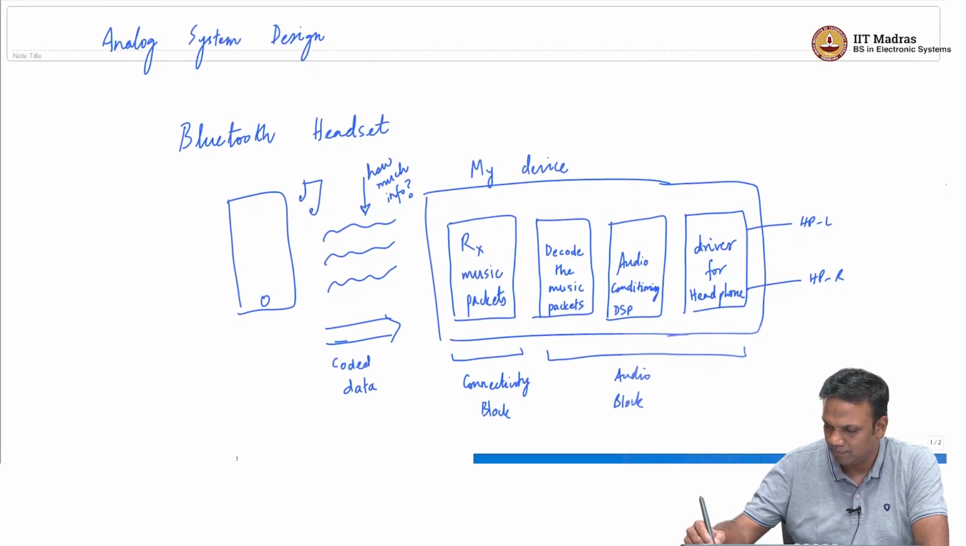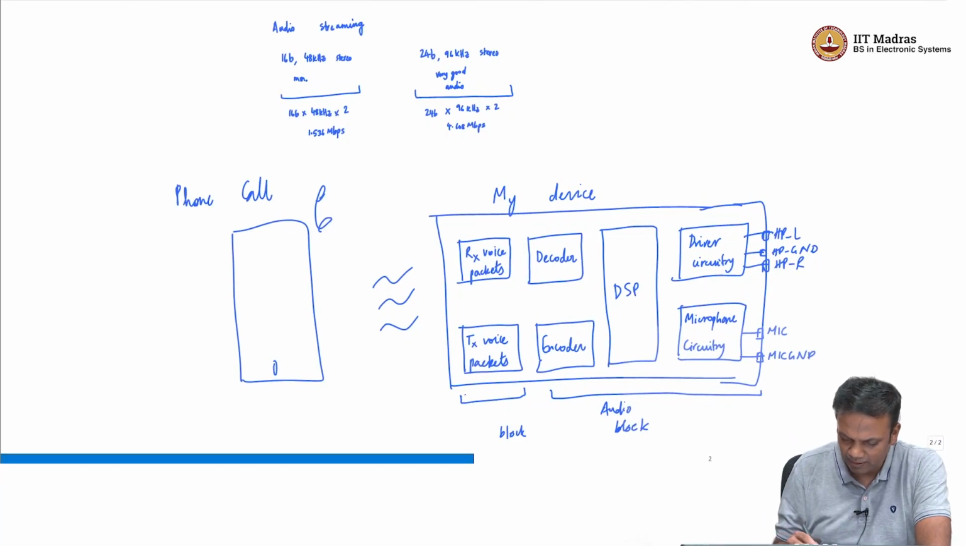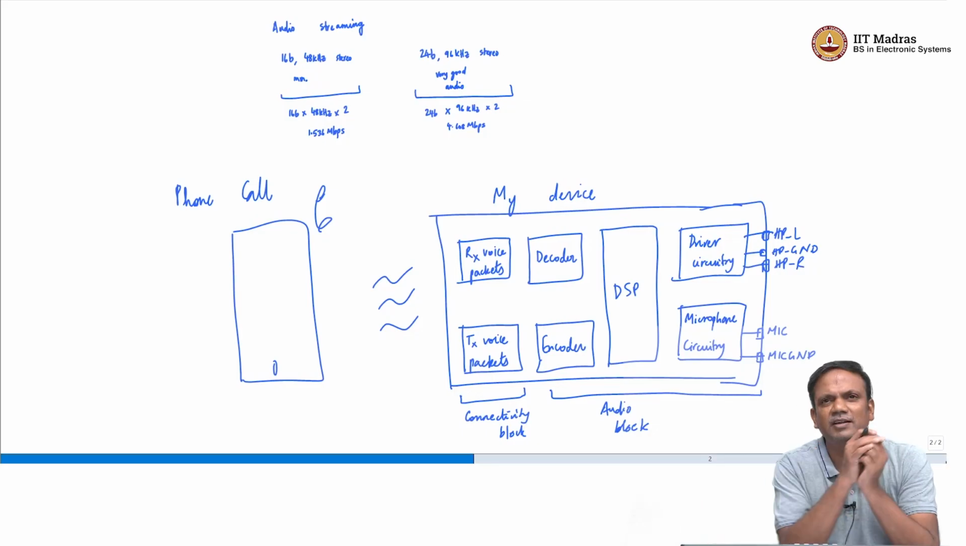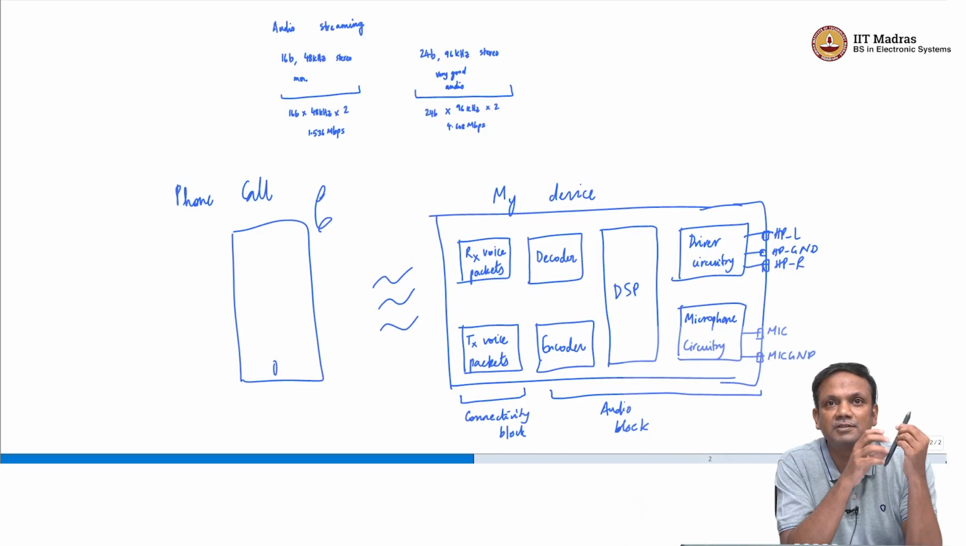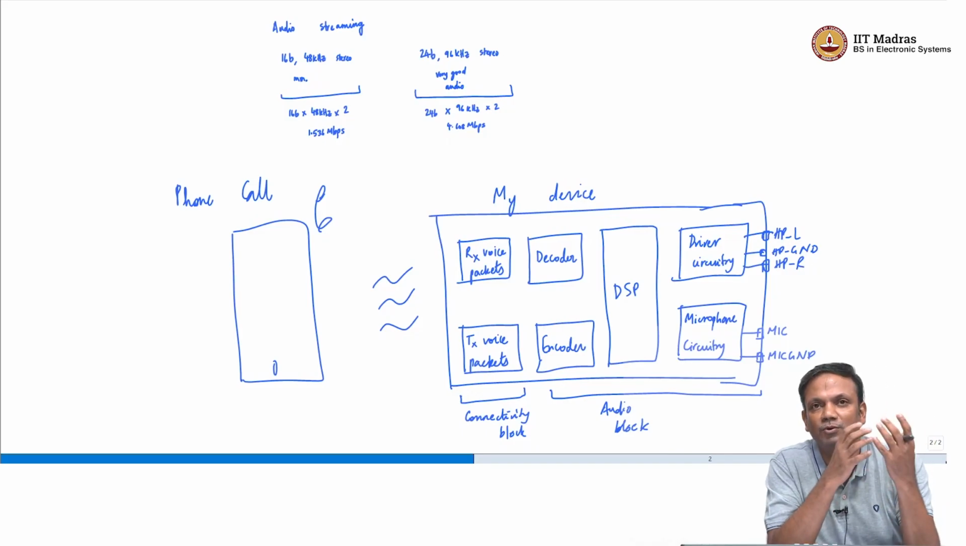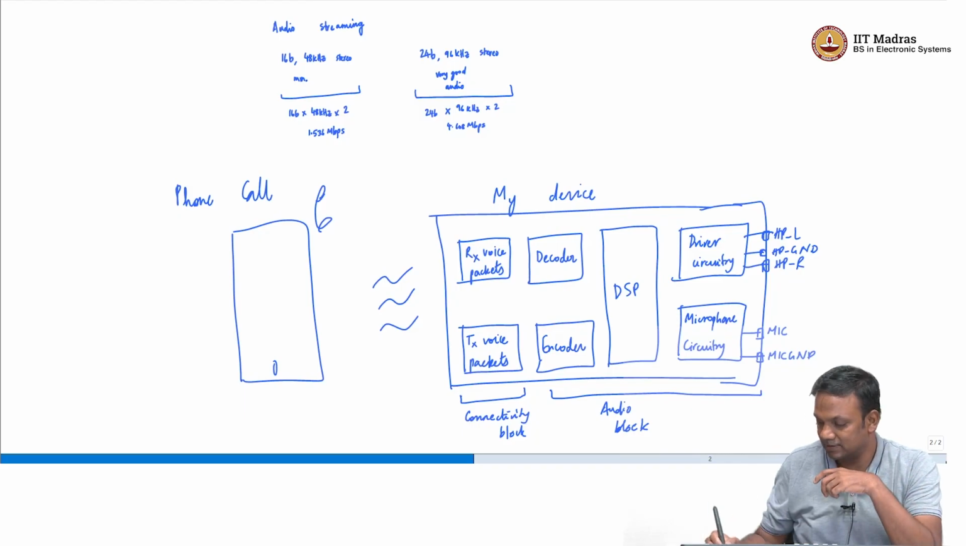So, in both cases we have the connectivity block and the audio block. So, what we can do now is say, okay, let me list all the subsystems which will go into making a product like this. So, we found two subsystems, right. We were able to see that when you listen to music or when you are speaking over the phone to somebody else, at a minimum you have to have a connectivity subsystem, you have to have an audio subsystem. That is the minimum thing you need.